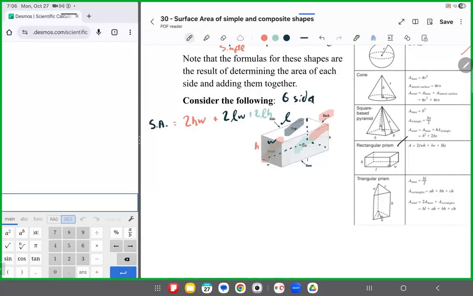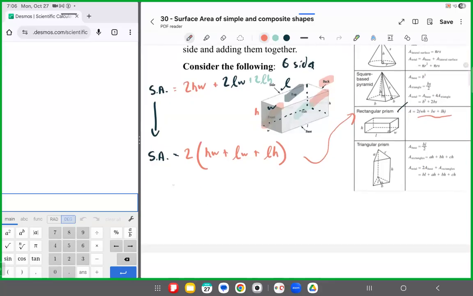Now, if you notice, all three of these expressions happen to contain a 2. And so the surface area will be equal to 2 multiplied by HW plus LW plus LH. And if you have a look here, this matches up to what the formula is going to be. The only thing that's different though is they switch the position of W and H.